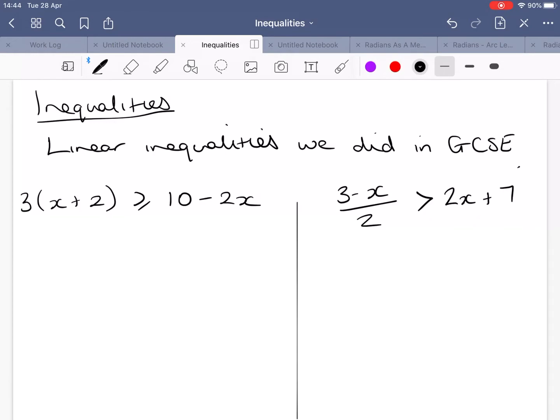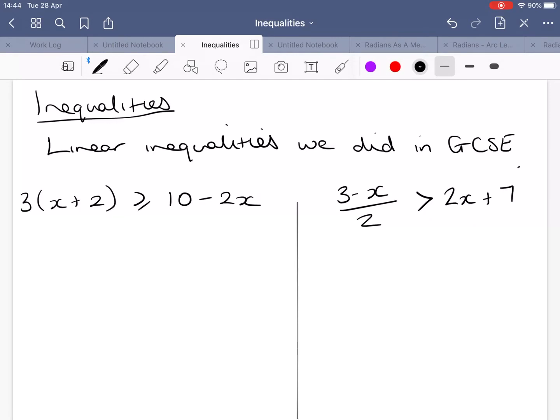So I'm going to go through about 5 examples, and then I'm going to get you to do some just as a quick recap, because we do have to do these in A level as well, because these get mixed in with the more complicated inequalities. So I need to make sure that we're comfortable with these first.